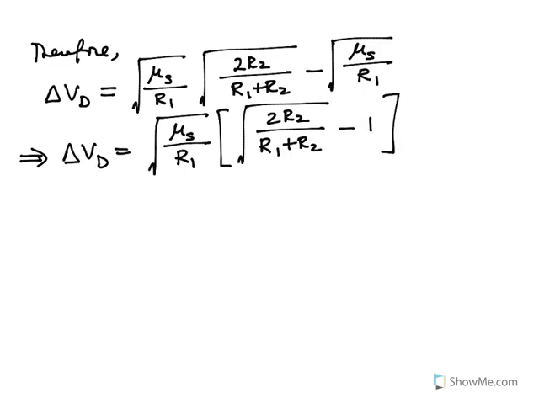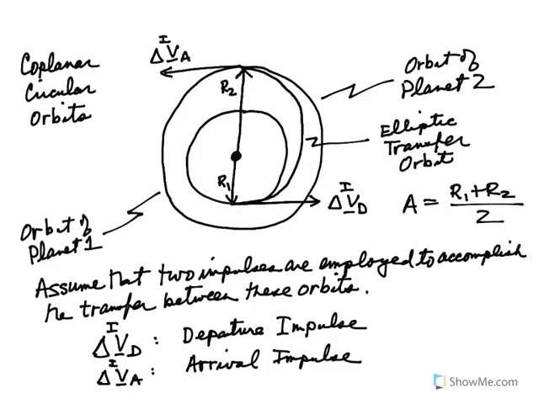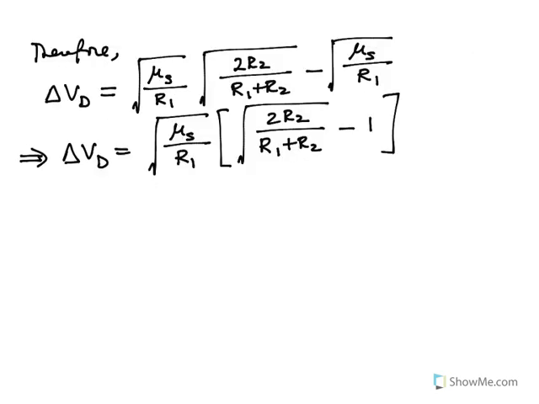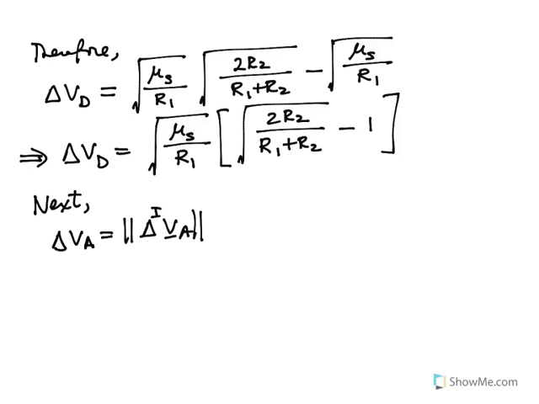That takes care of the first impulse, and that's the one that's sitting on the diagram right here, that delta Vd that's in this diagram. So now we have the first impulse. Next we can work with the second impulse, which is delta Va, equal to the magnitude of delta Vai. And again, this is analogous to the way we just did the first one. That's equal to Va plus minus Va minus. And now we have to figure out what these are.